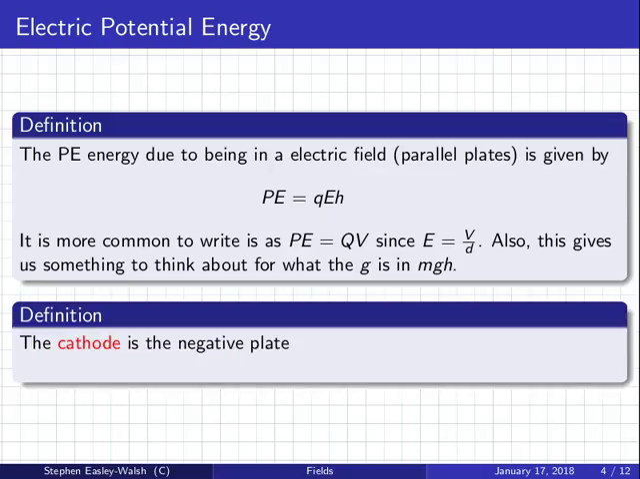Oh yeah, now you might know this from chemistry, the cathode is the name of the negative plate, and the positive plate is called the anode. Did you do these words in chemistry? No, you knew them from before?